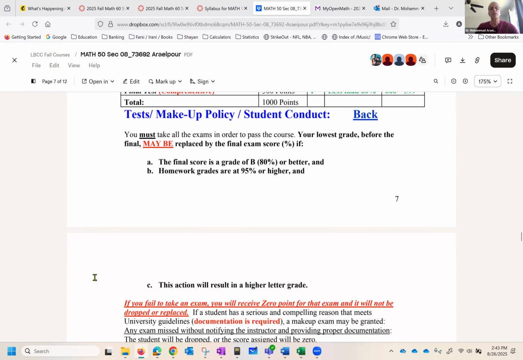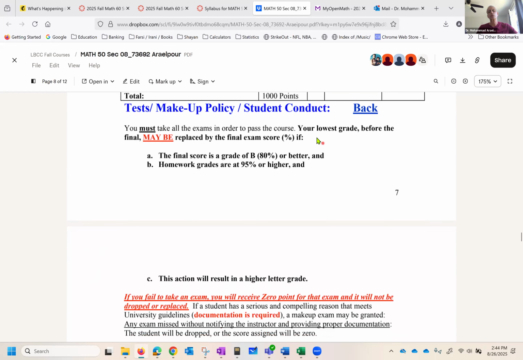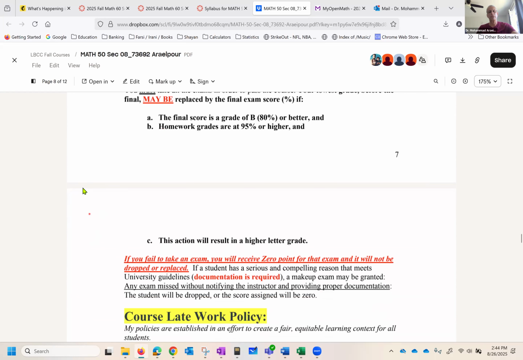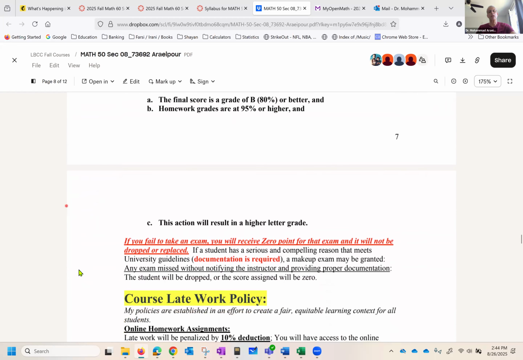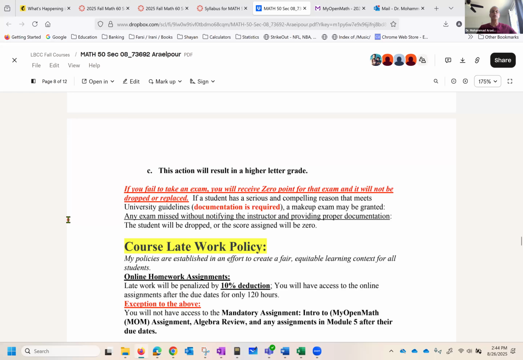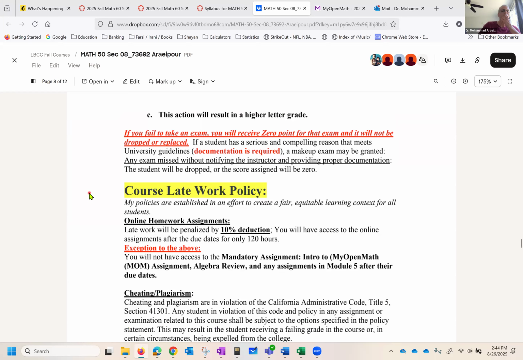Now, your lowest grade before the final may be replaced by the final if we have the following situation. Number 1, the final score is good. That means 80% or higher. Number 2, homework is at least 95%. And this action will result in a higher letter grade. It's important to know if we do it and the letter grade doesn't change, it defeats the purpose. If you fail to take an exam, you receive 0 and it will not be replaced by the final.